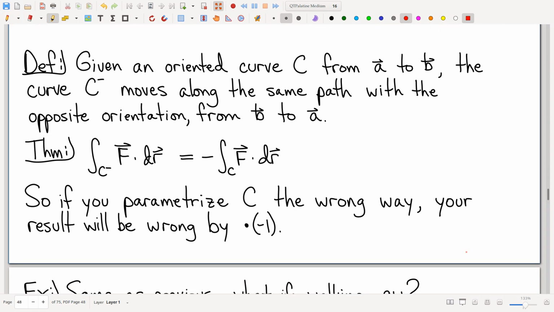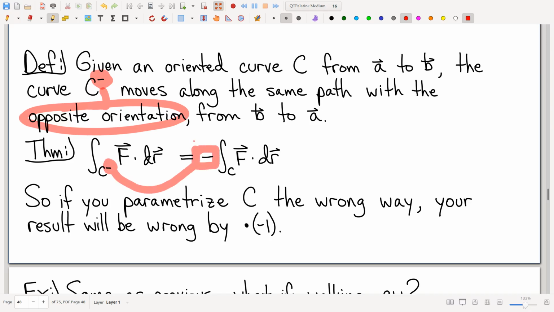This is just a bunch of notation. We're going to use a superscript minus sign to indicate same curve oriented in the opposite direction. If you just turn around and go the other way, in other words, that's what that little superscript means. And all this says here is that, when you go the other way, you'll be off by a minus sign. A very handy little fact.